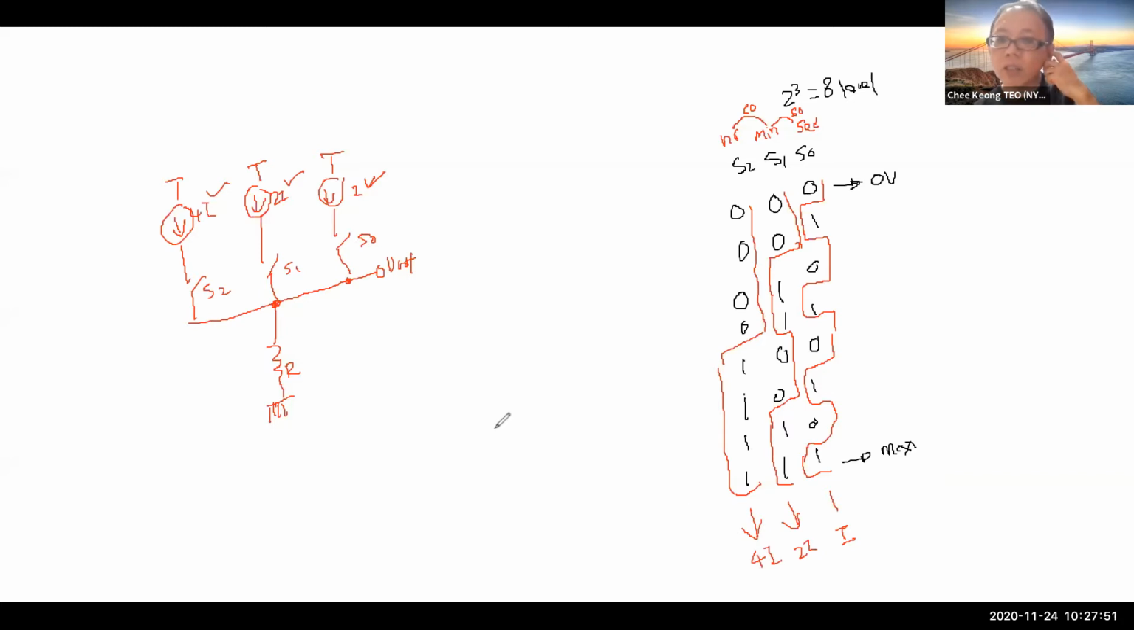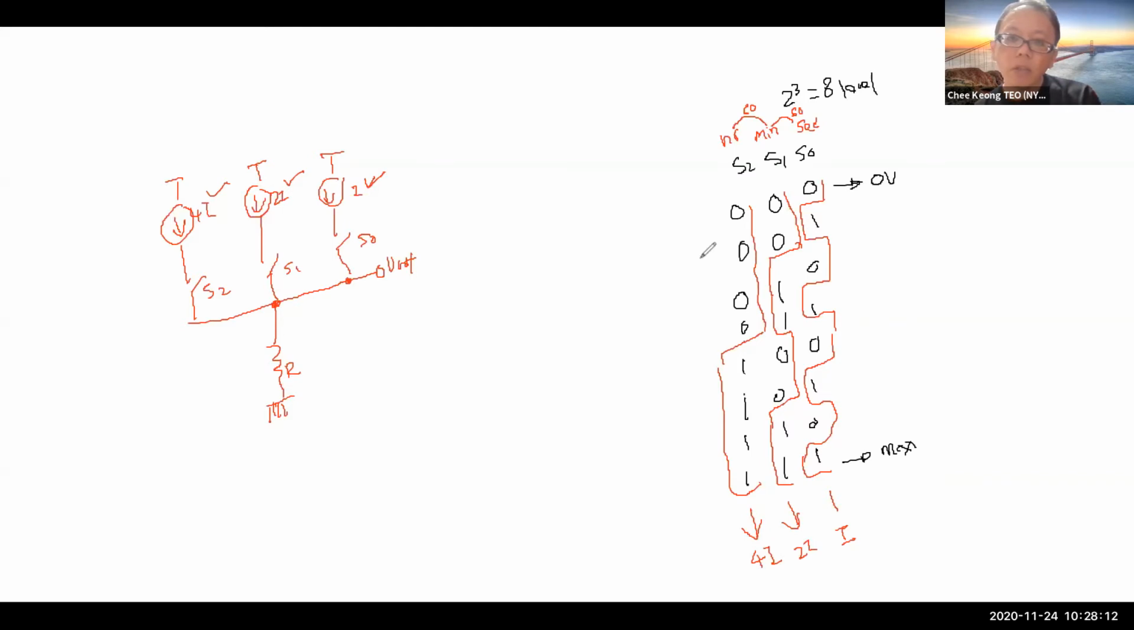Let's look at the digital switches. 0, 0, 0 means I open all of them, so no current flows down. What will be your I times R? I is 0, times R will be 0 volt. Quite straightforward, it's 0 volt.